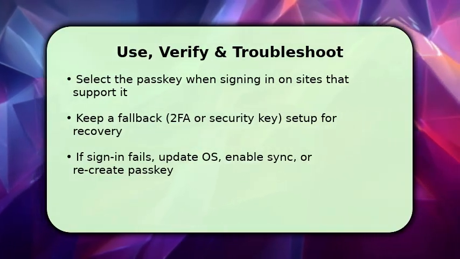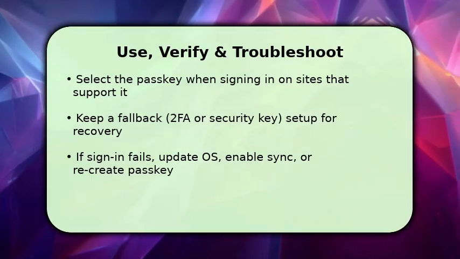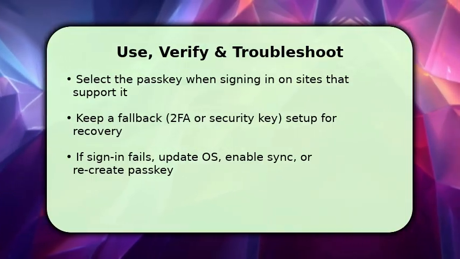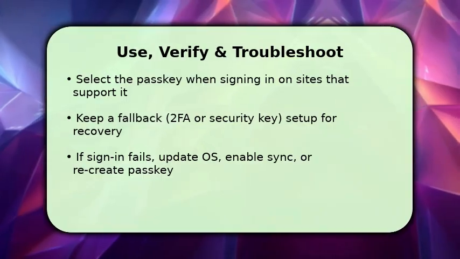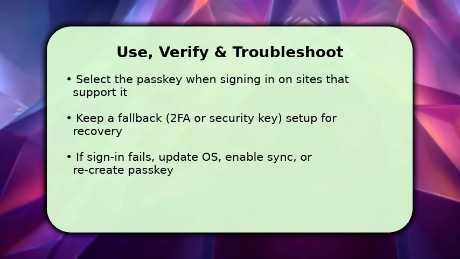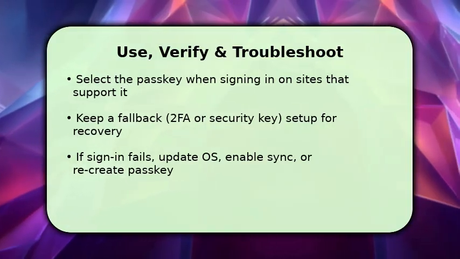If something goes wrong, first update your OS and browser, confirm Google Sync and device locks are enabled, and then reattempt creating the passkey. As a safety net, keep a secondary recovery method like two-factor authentication.